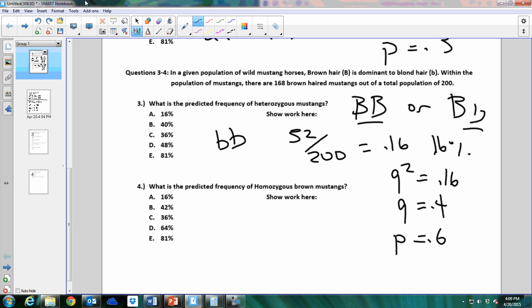So what is the predicted frequency of heterozygous Mustangs? Well, 2 times 0.4 times 0.6 equals 0.48, 48%. What is the predicted frequency of homozygous brown Mustangs? So our homozygous, big B, brown Mustangs, it's p squared, or 0.36.